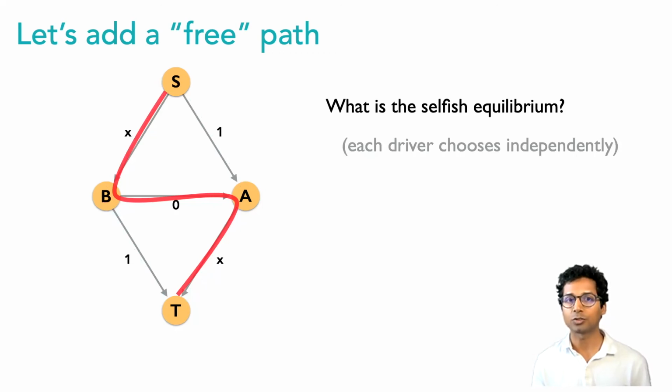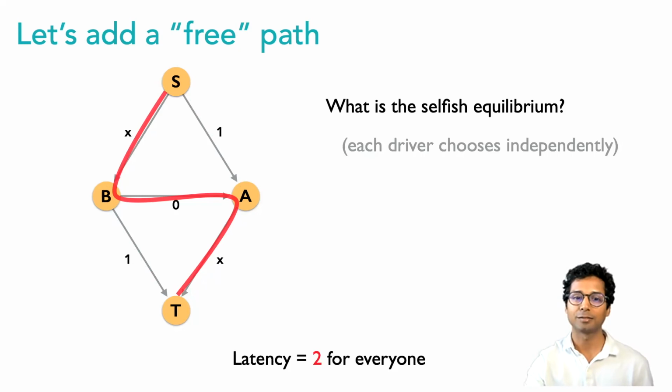Now what's the latency? So 1 unit of traffic traverses SB, 1 unit traverses AT. So the latency of all the non-BA edges is 1 unit. So the latency end to end is 2 units. So now you'll notice that we've made the network worse by adding this free edge. The latency is 2 instead of 1.5 earlier.